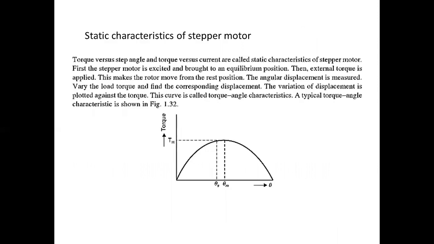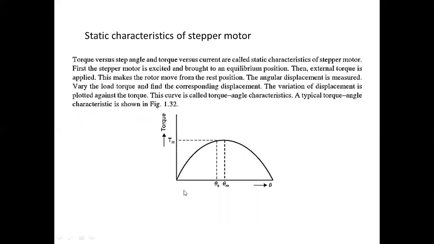Next, if you observe the static characteristics of the stepper motor, these are the characteristics drawn for torque versus the step angle. The step angle is considered on the x-axis and torque on the y-axis. Here we vary the load torque and find the corresponding displacement. The angular displacement is measured by varying the load torque, and the variation of this displacement is plotted against the torque.